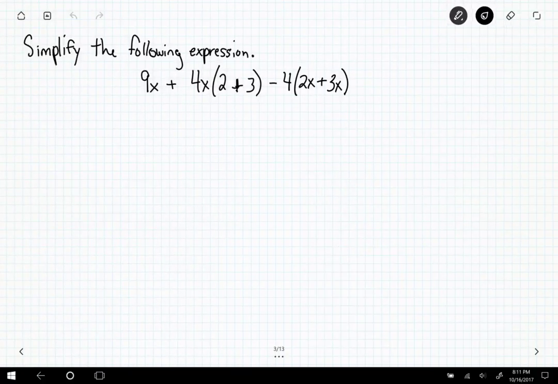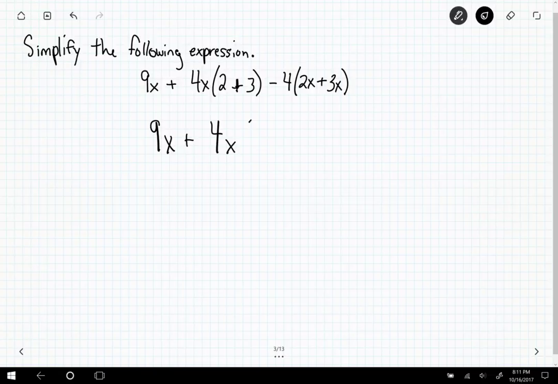Simplify the following expressions. So now we have a series of linear equations. Just want to make sure we're on the same page when it comes to some algebraic techniques and things of that nature. So in this case, we have 9x plus. Notice the parentheses. Let's do what's inside the parentheses first, since those things can be simplified. 2 plus 3 is just 5.